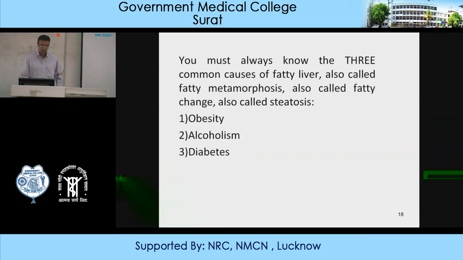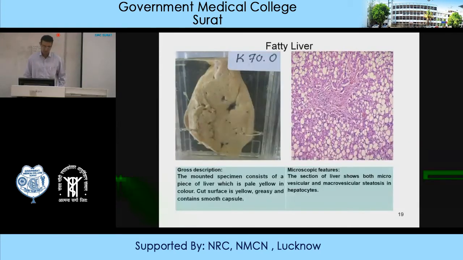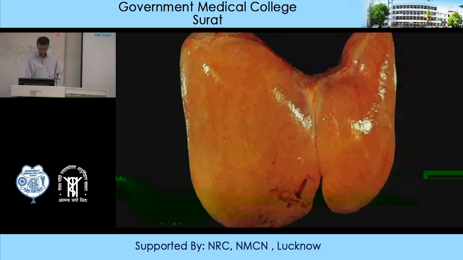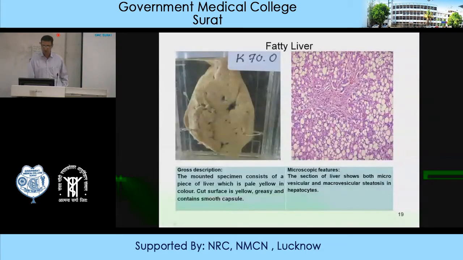Now in gross examination, the fatty liver specimen consists of a piece of liver which is pale yellow in color, the cut surface is yellow, greasy and contains a smooth capsule. In microscopic examination, both microvesicular and macrovesicular steatosis are seen in hepatocytes. See here there is a large droplet with peripherally pushed nucleus, macrovesicular steatosis, while in microvesicular steatosis there is no displacement of the nucleus.